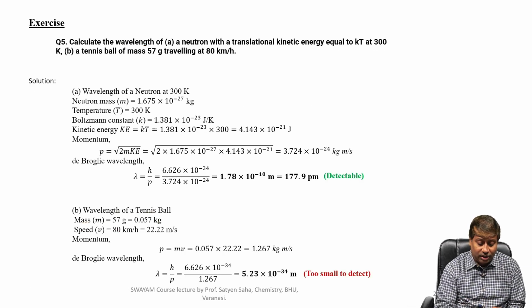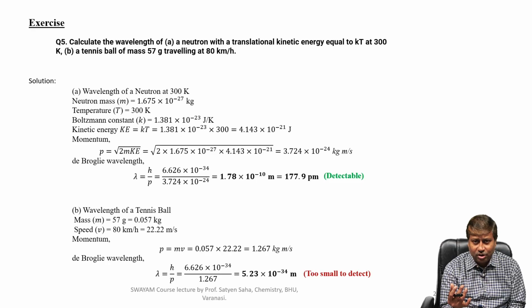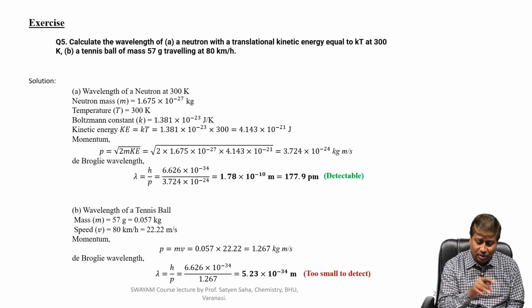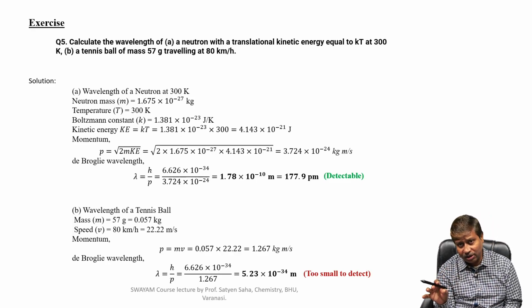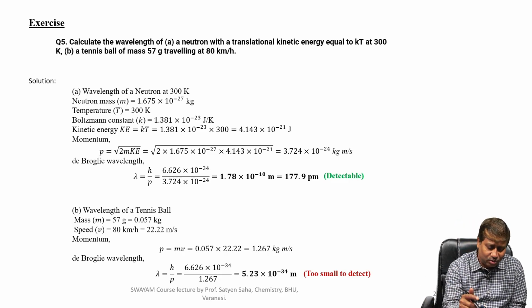Now, another interesting one. You have two things, a tennis ball and a neutron. What will be the wavelength of the neutron, and what is the wavelength of the tennis ball? Because according to the dual nature, the tennis ball will have an associated wavelength, and the neutron will have an associated wavelength. So, let us calculate this.